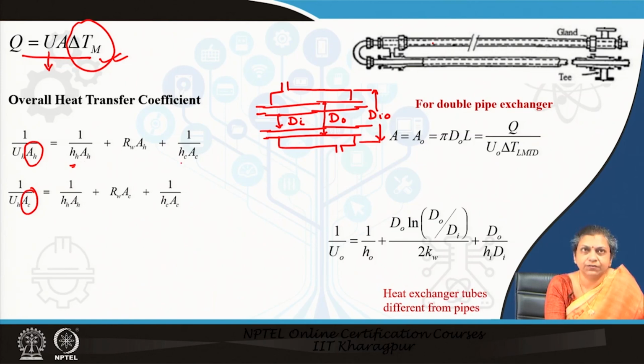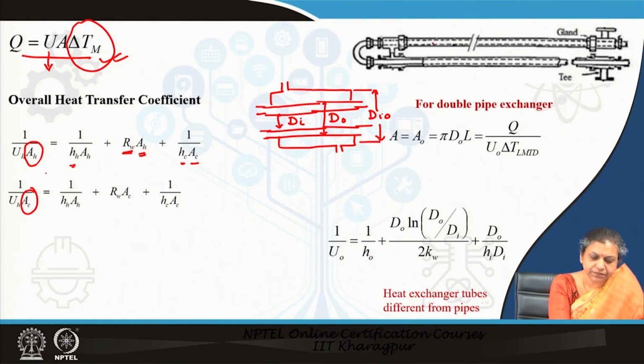This is the heat transfer coefficient of the cold fluid, and the area of heat transfer on the cold fluid side, and this is basically the resistance offered by the metal wall. Since here it has been defined in terms of the heat transfer area of the hot fluid, therefore R W is multiplied with A H.